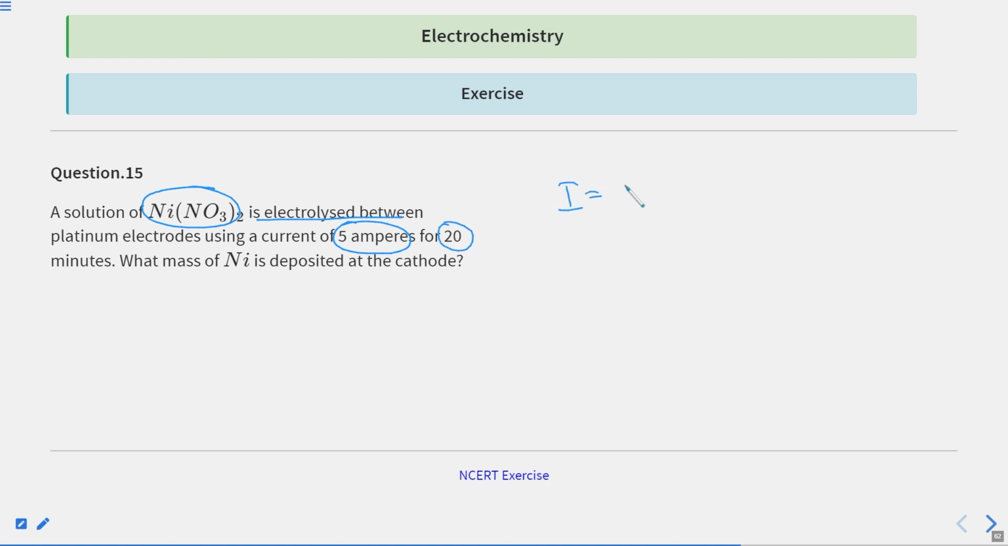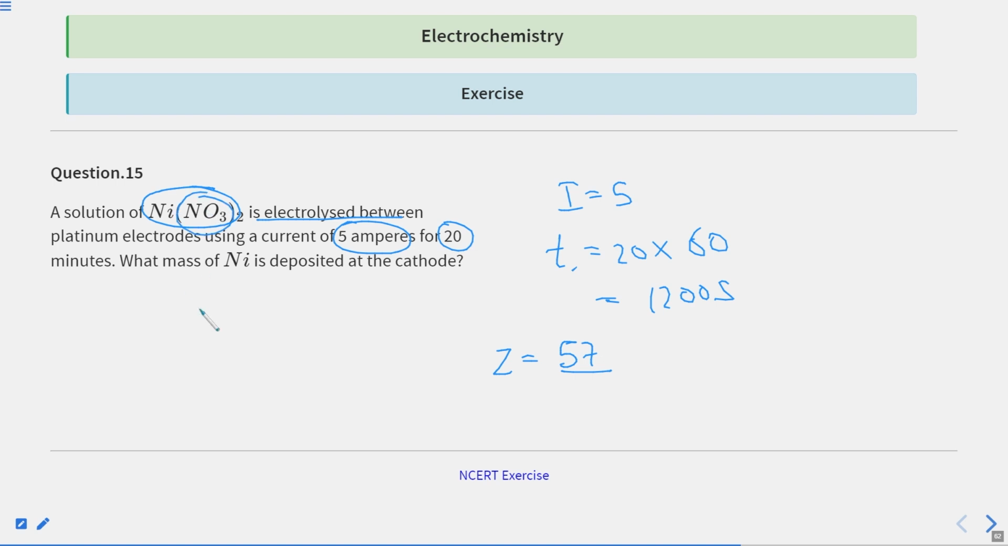So I is given as 5 ampere, and the time is given as 20. I am converting it into seconds just now, that is 1200 seconds. This is t. Mass we have to calculate. What will be Z? Molar mass of nickel. Let me find it for you. Molar mass of nickel is 58.6. It is 57 approximately.